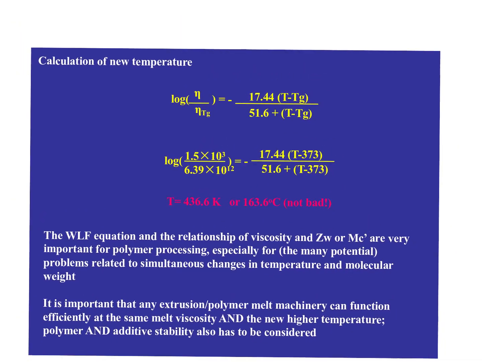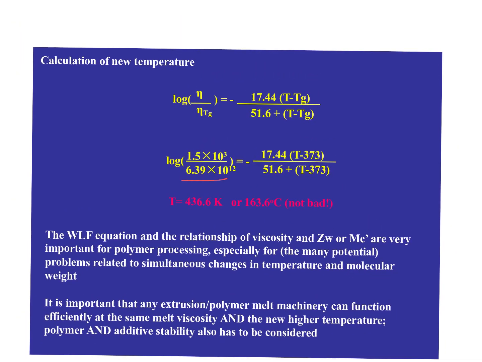And so what we then do is we plug in this value that we just figured out for the reference state viscosity at the glass transition temperature, and that is divided into 1.5 times 10 to the third, and the log of that can then be used to help us solve for that new temperature that we're trying to figure out. Okay, so all these equations are interlinked, and so as opposed to 160, we're now operating at a temperature of 163.6, which is not too bad. All right, an increase in temperature of 3.6 degrees, 4 degrees Celsius shouldn't be a problem.